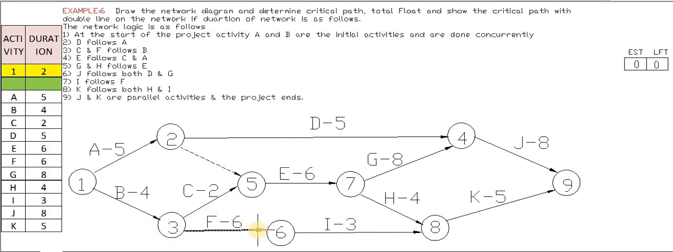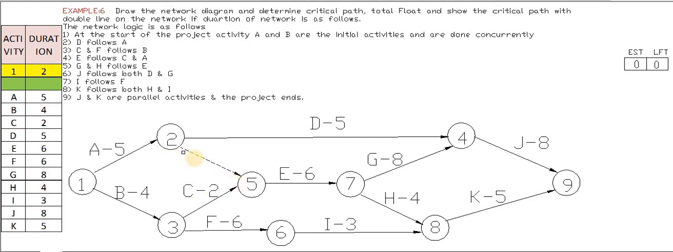What is serial number 4? Serial number 4 is E follows C and A. So E will be taken up only after completion of C and A. That means C and A should meet at the same point. What does serial number 4 say? C and A should meet at the same point, and at that same point E will be started. But here C and A are meeting at different points. So how to make them meet at the same point? So we have drawn a dummy activity here.